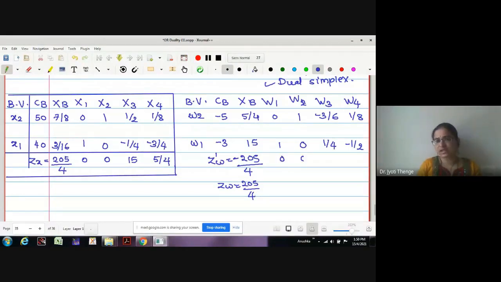As the problem is in minima form, we have to convert it to maxima. So this is the problem solved for maxima, ZW dash. What is ZW dash? Minus ZW. Therefore, if ZW dash is minus 205 by 4, what about ZW? This is plus 205 by 4. And this is 3 by 16 and 7 by 8.